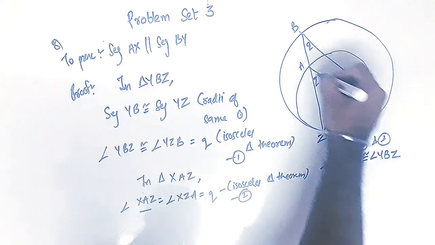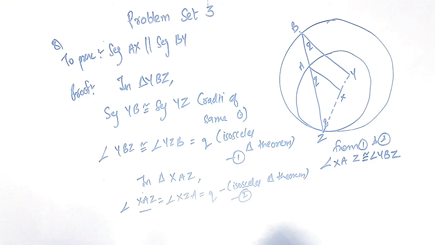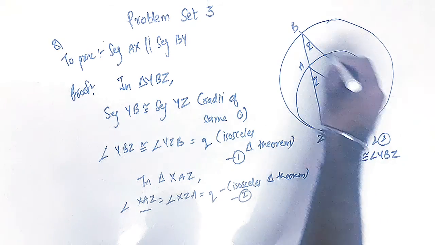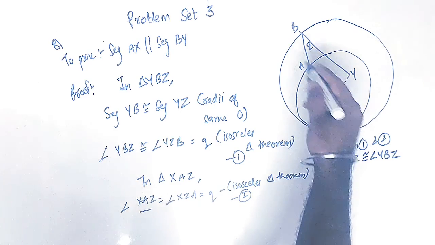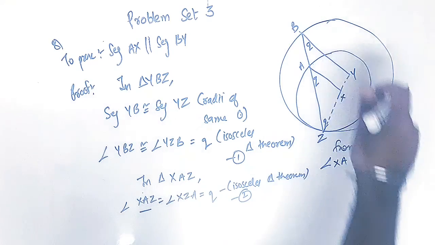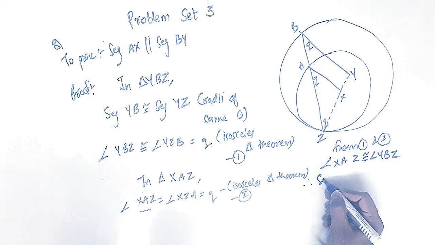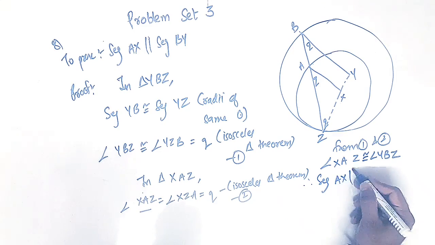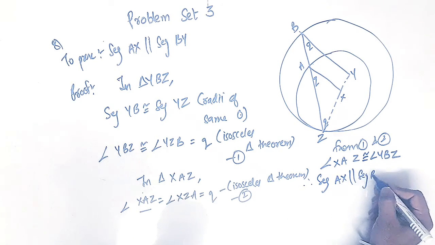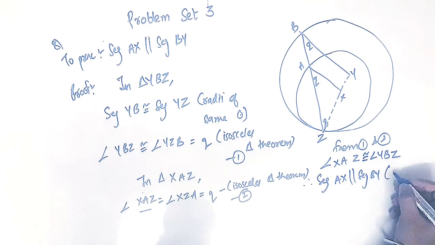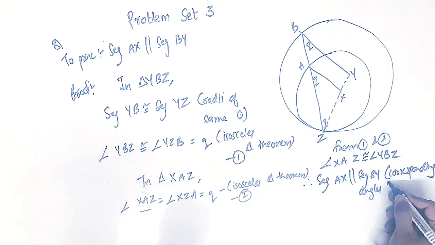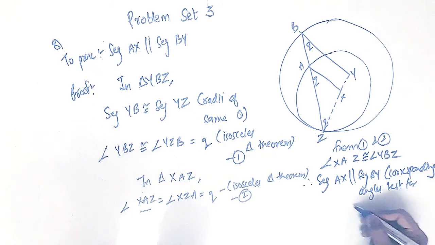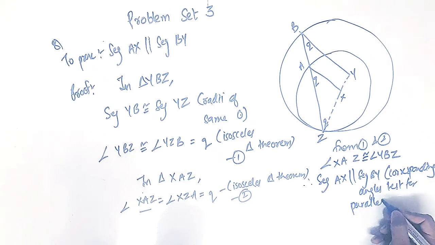Now because they are forming corresponding angles, aren't they? They are forming corresponding angles, okay. So when corresponding angles are congruent, the lines become parallel. Simply I can write, therefore seg AX is parallel to seg BY. This is what? Corresponding angles test for parallel lines.